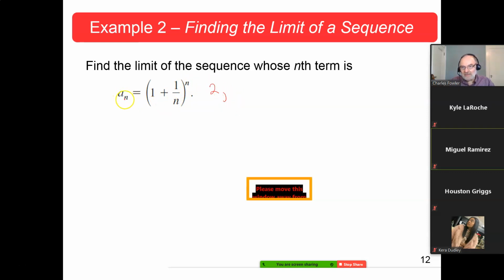Okay? When n is equal to 2, this would be 1 plus 1 half raised to the second power. So that would be 2.25, I believe it is. That's 1.5 squared, I think, is 2.25. And that's probably all I can do in my head. When n is equal to 3, that's 4/3 raised to the third power. So I'm going to pull out my handy dandy calculator for that one.